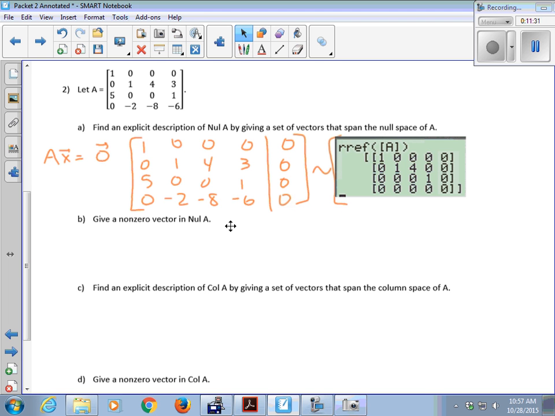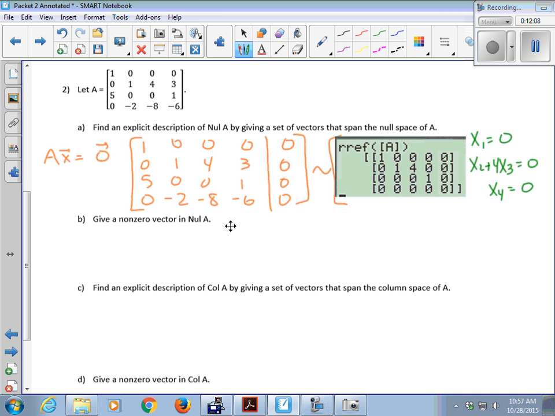Okay, so the last thing I have to do, if I was going to write this as the span of a set of vectors, I'm going to put it in parametric vector form. This is a useful way for us to review parametric vector form. So this one says x1 is 0. The next row says that x2 plus 4x3 is 0. The next row says that x4 is 0. And my last row says nothing, right? It says 0 equals 0.